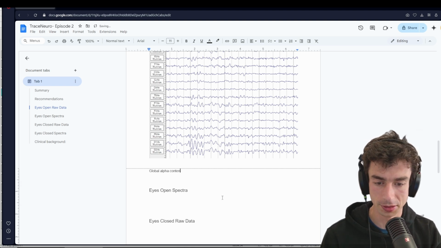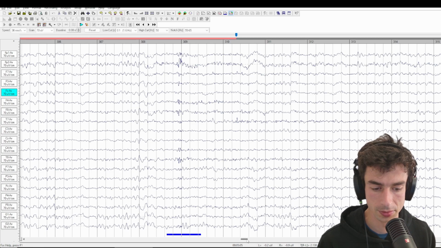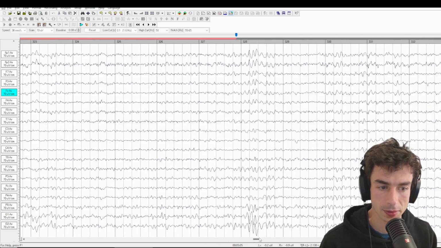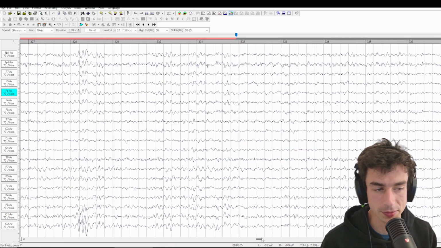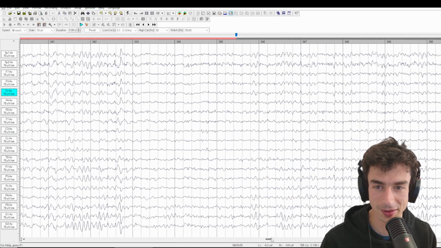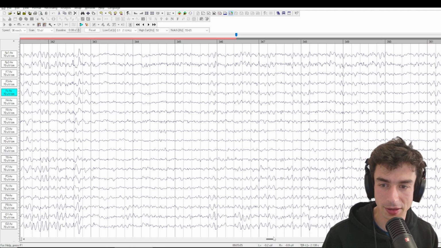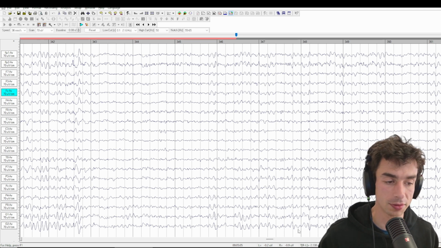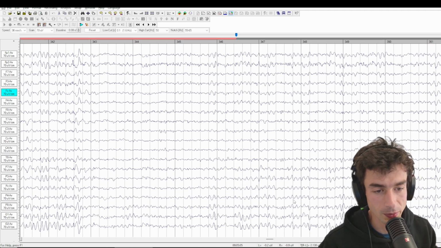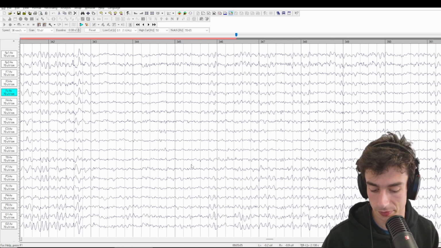Global alpha content. And of course, looking for a juicier one is a form of bias. But we are trying to find the most striking features of the EEG in what is essentially, for the most part, just a drowsy EEG.